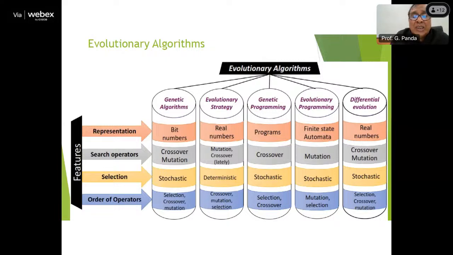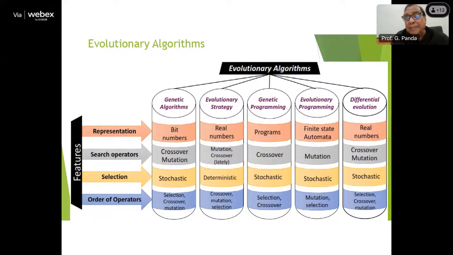The evolutionary strategies lead to very, very interesting algorithm. Start with the real numbers, followed by mutation and crossover, and that leads to appropriate optimal solution. In addition, evolutionary algorithm can also be considered genetic programming, evolutionary programming, and differential evolution. I'll give an example of differential evolution.